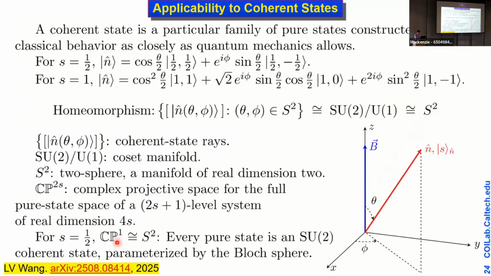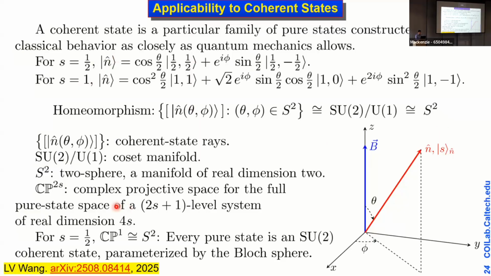There's a caveat. This derivation for higher spin is only applicable to coherent states. Coherent states are a particular set of pure states that are constructed to mimic classical behaviors as much as possible. These are the two lowest spin examples. For spin half and spin 1, you can see the coherent states. On the right-hand side, you can see they're both represented by only two real variables, theta and phi. This is because the coherent state rays are homeomorphic to the two-sphere.